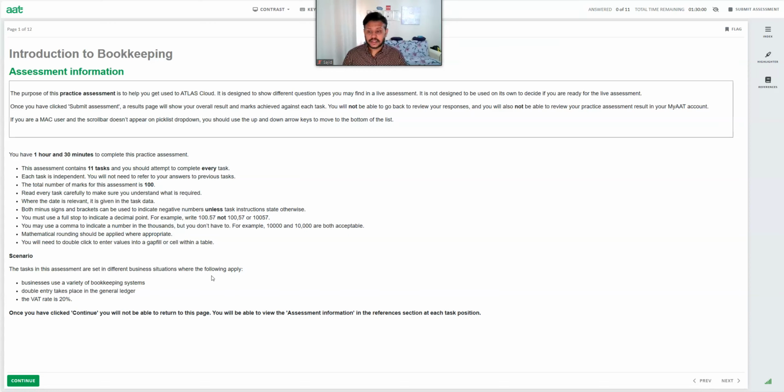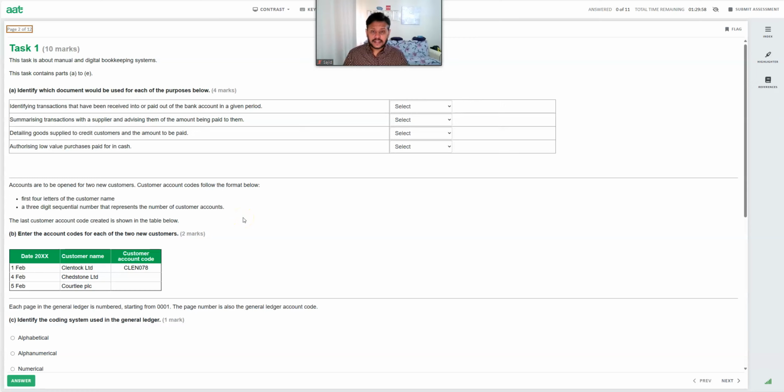So the first question you can see here, task 1 for 10 marks. Let's have a look at what the requirement is. This task is about manual and digital bookkeeping systems. This task contains A to E. Identify which document would be used for each of the purposes below. So we are looking at documents for different purposes.